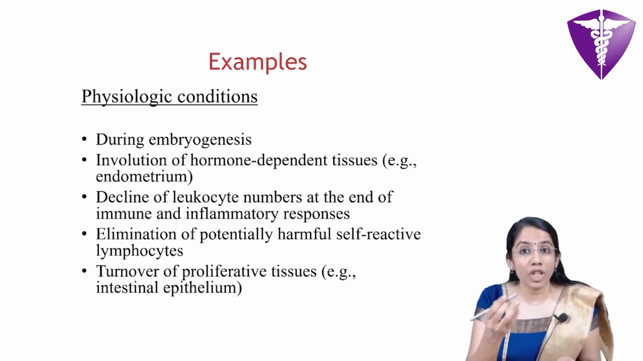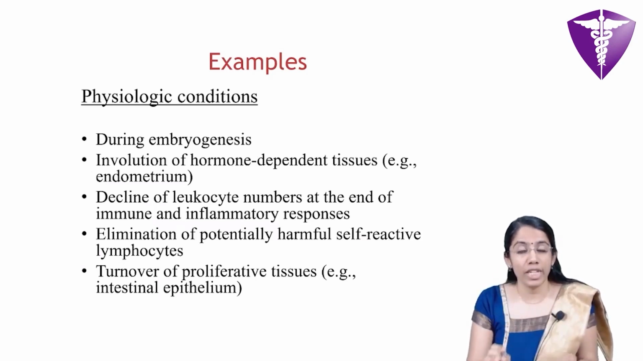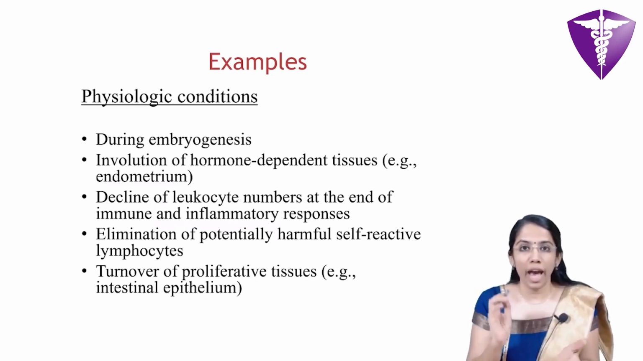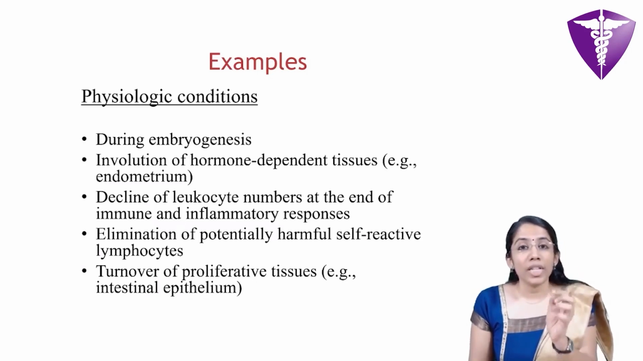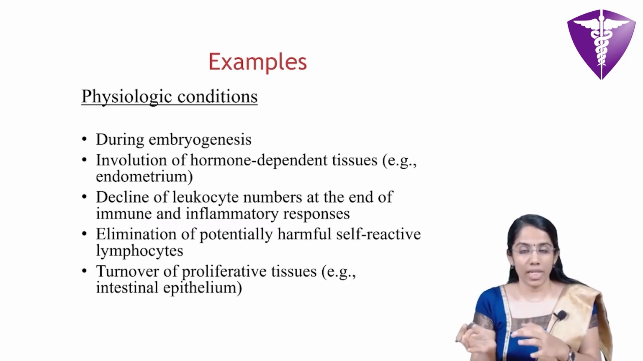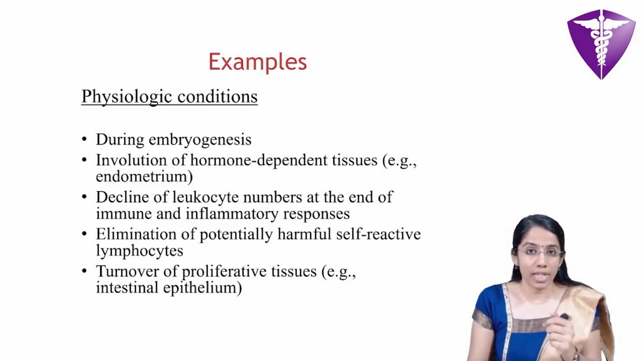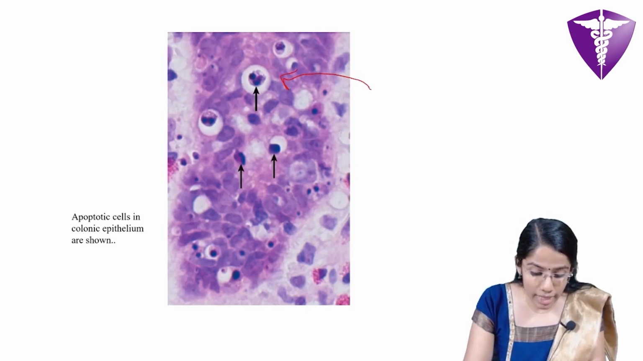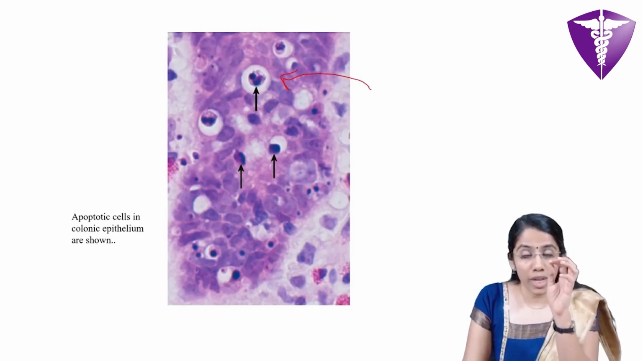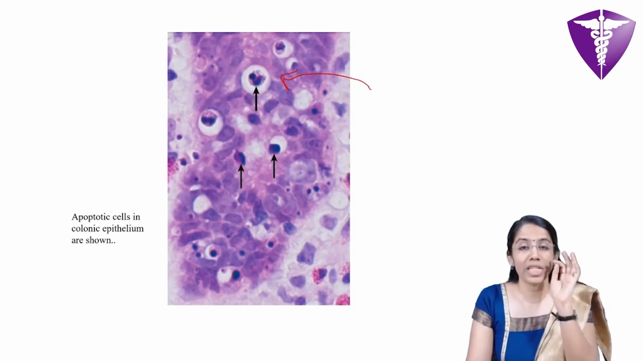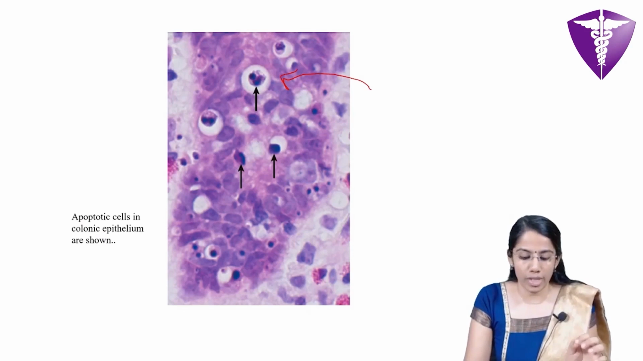Then elimination of potentially harmful self-reactive lymphocytes which may act against our own self-antigens. That is also by apoptosis. Then another example is turnover of proliferative tissues. Here turnover refers to old cells being replaced by younger cells, for example occurring in the intestinal epithelium. This is an example of apoptosis occurring in the intestinal epithelium. Here you can see condensed nuclei and many of the nuclei have fallen off. This is a classic example of apoptosis.